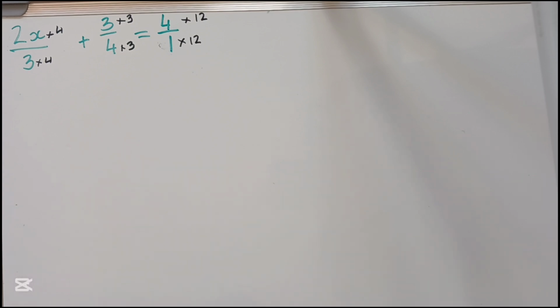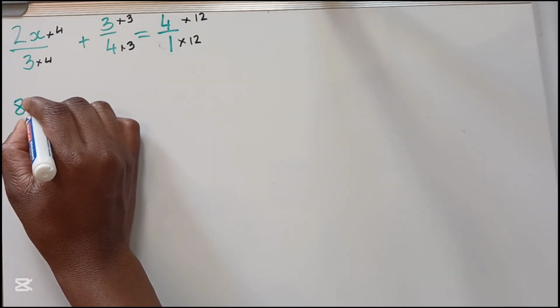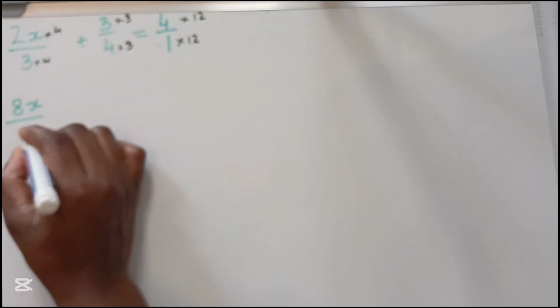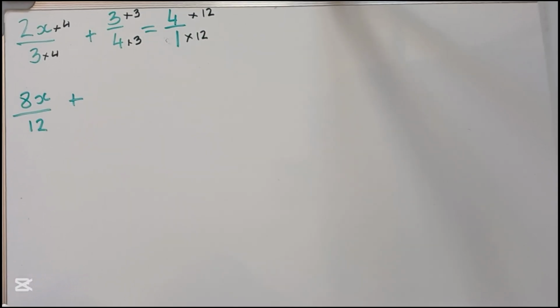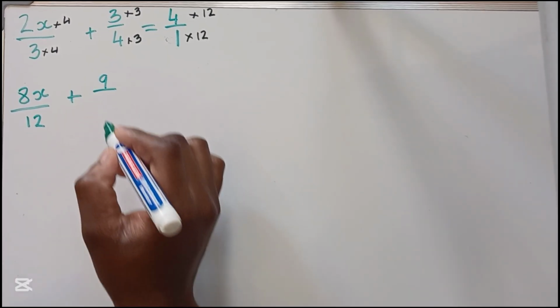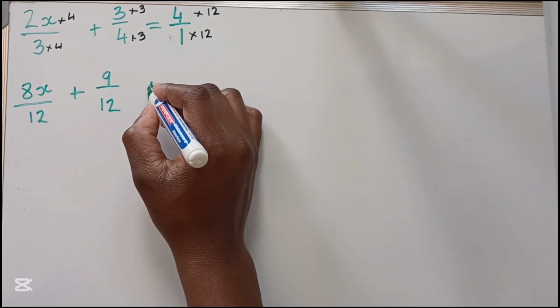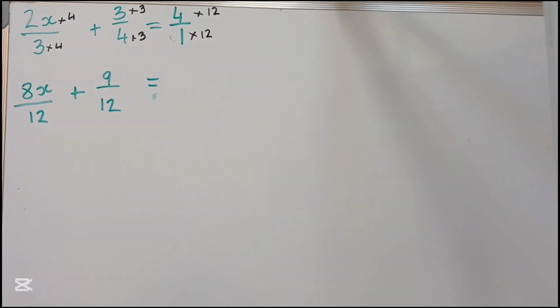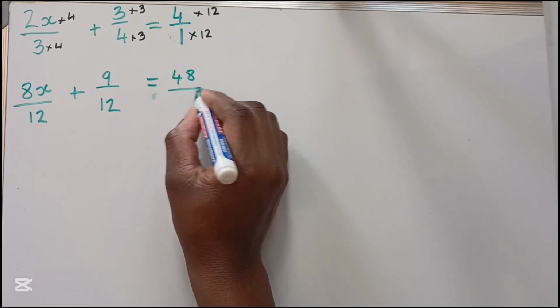Okay? So 2x times 4 will give you 8x. 3 times 4 will give you 12. Plus 3 times 3 will give you 9. And 4 times 3 will give you 12. Equals to 4 times 12 will give you 48. 1 times 12 will give you 12.